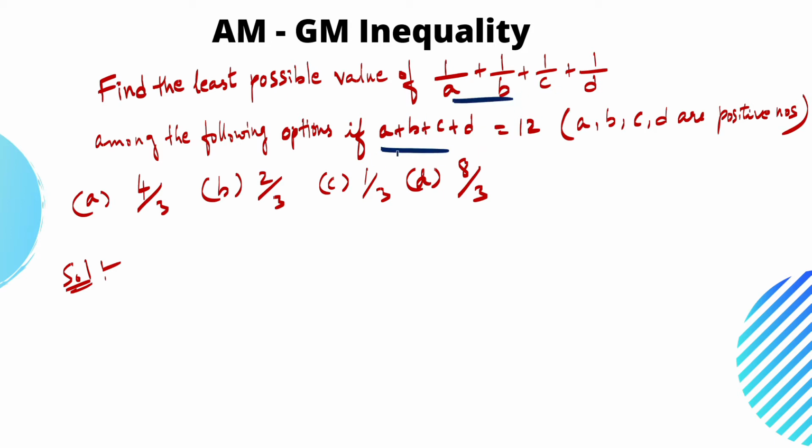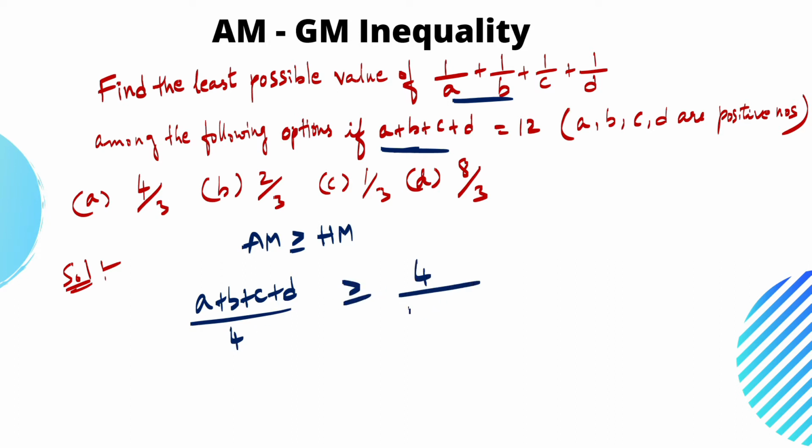So we can use arithmetic mean and harmonic mean. So arithmetic mean will be greater than or equal to harmonic mean. So what is the arithmetic mean for a, b, c and d? It is a plus b plus c plus d by 4. This is greater than or equal to harmonic mean, 4 by 1 by a plus 1 by b plus 1 by c plus 1 by d. We know the value of the numerator a plus b plus c plus d is equal to 12.